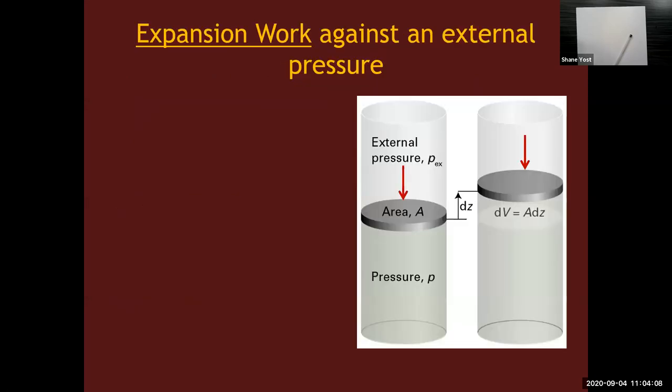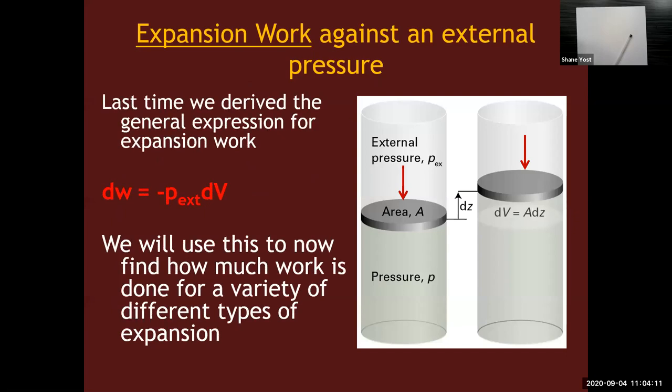All right. So, a reminder again: the equation that works all the time is that an infinitesimal change in volume is related to some small work done by this minus external pressure. So, dW equals minus P external dV. That expression is always valid. It will always work, and we will use that expression to then find the total work that's done for some total change in volume.